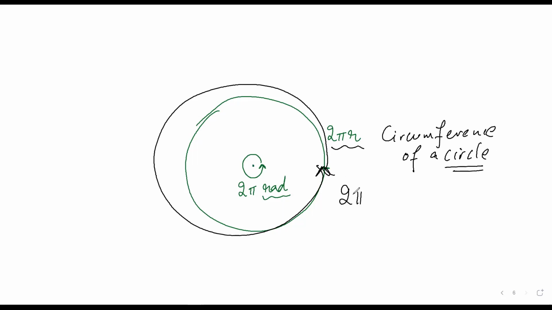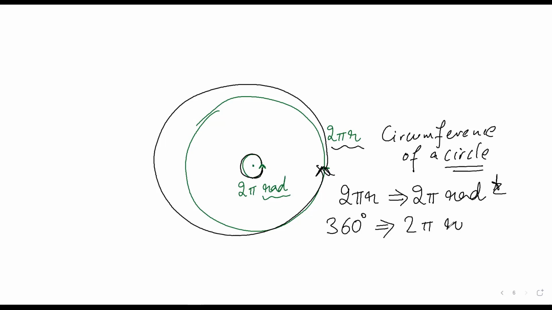So 2 pi r length subtends 2 pi radians at the center. Are we okay till here? But we also know from previous classes that this whole, in terms of degrees, is 360 degrees. So 360 degrees would be equal to 2 pi radians. Any doubt? Now, this is the magic thing that we were looking for. This was the conversion factor that we were looking for.